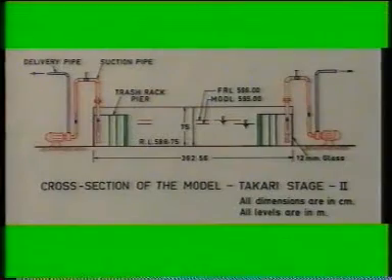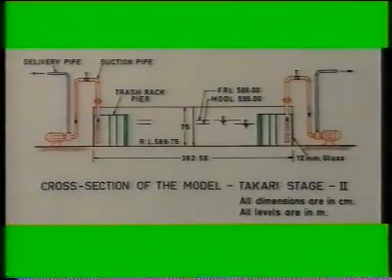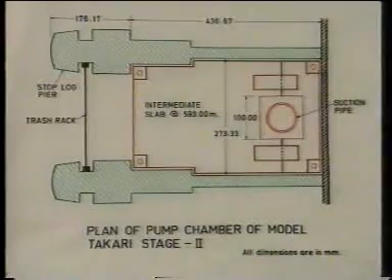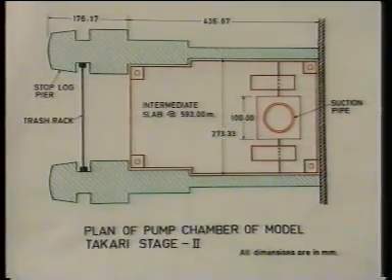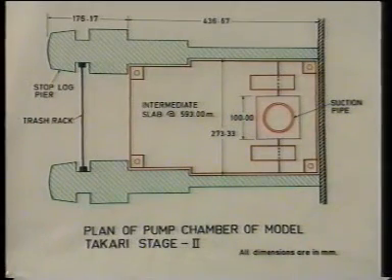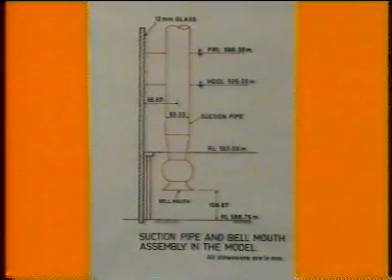This shows the cross section of the model. The pumps are symmetrically located on both sides. This shows the typical pump chamber in the model. The intermediate slab is located at an elevation of 593 meters. The suction pipe is located at a distance of 86.67 millimeter from the dwarf wall.